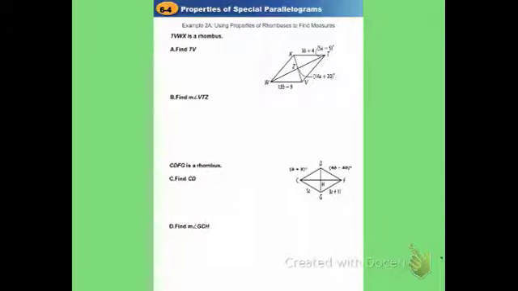So I'm told in this first example that TVWX is a rhombus. So this figure is a rhombus, and they want me to find some of these measurements. And so I'm going to go ahead and highlight the first one that I'm asked to find, and that first one is TV. So here's TV. I want to find that length. Well, there's no label at all on that side.